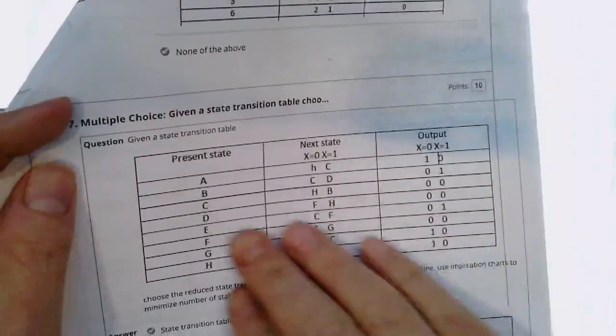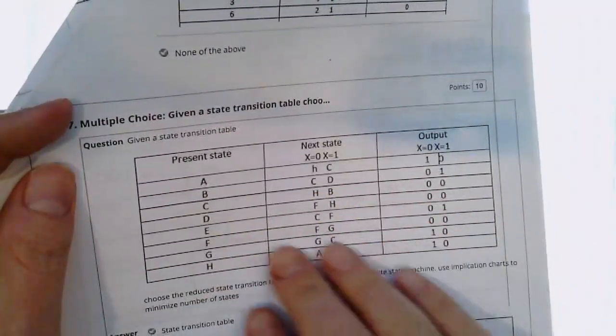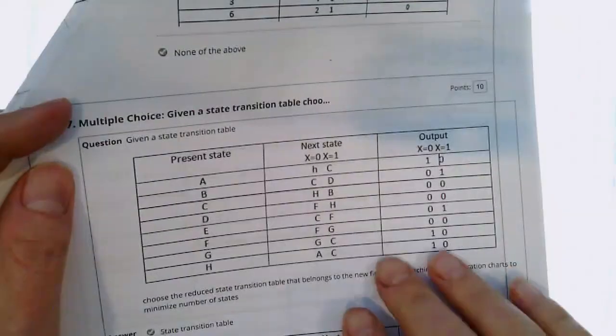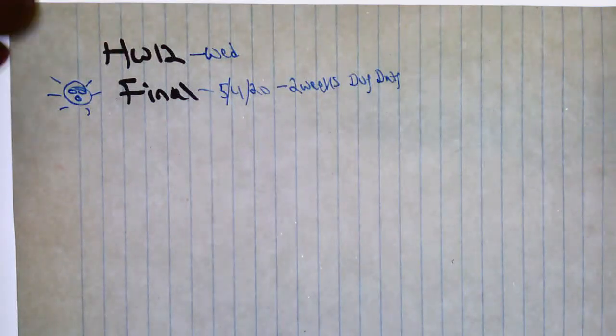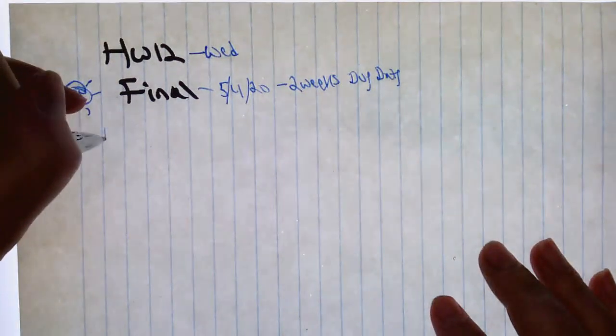So this is 7. I'm going to take this entire thing and write it out on the paper here. So let's do that. So we got a present state.